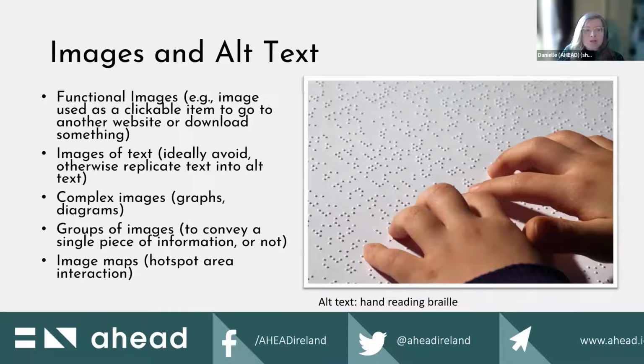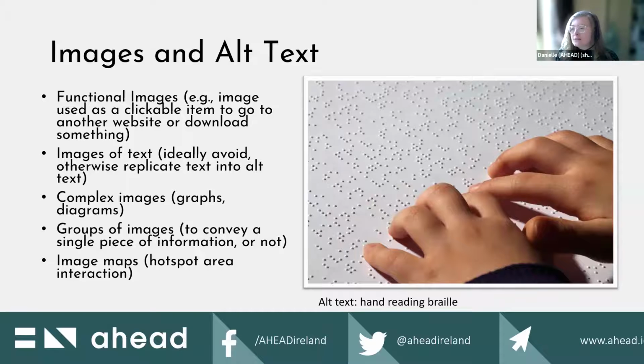There's also groups of images. So if you're using a group of images to convey a single piece of information. So if I wanted to put pictures of different types of cake, and it wasn't particularly important which type of cake was which. I didn't want to say this is a chocolate cake, this is a vanilla cake, this is a strawberry cake. I just wanted to have pictures of cakes. I would group them and then have one alt text for the whole group. So this is something you can do in Word and in PowerPoint. And I will show you that a little bit later.